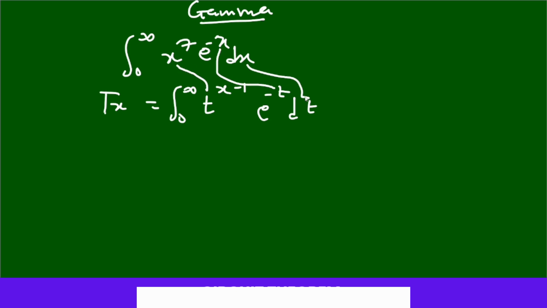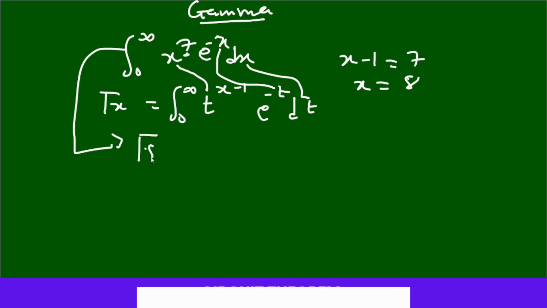And then similarly we are getting it. So it's just close to it, right? You can just compare and say that x minus 1 is the same as 7 here. So x minus 1 is equal to 7. Therefore, the value of x is equal to 8. It means that whatever we see here is the same as gamma of 8.